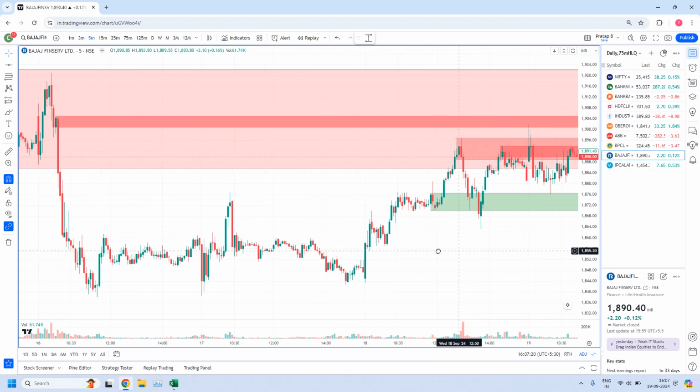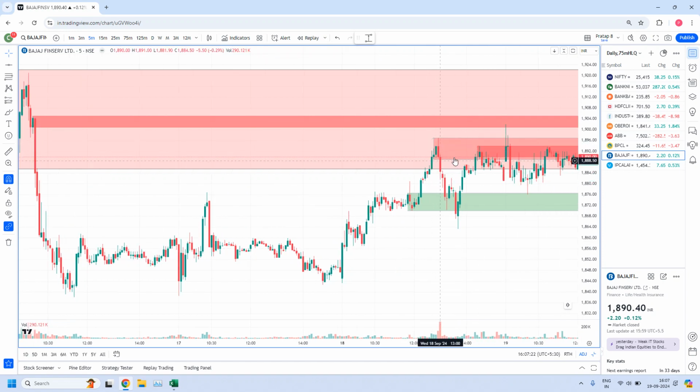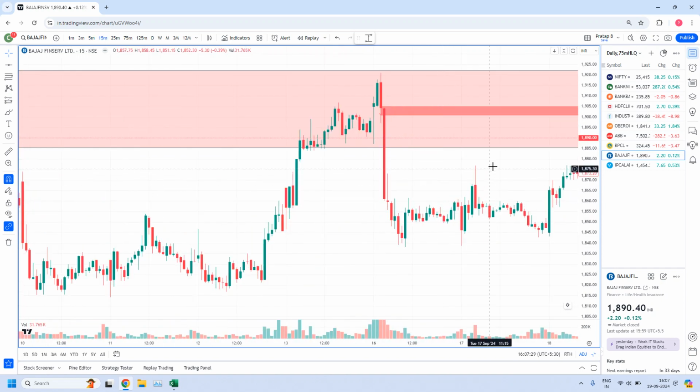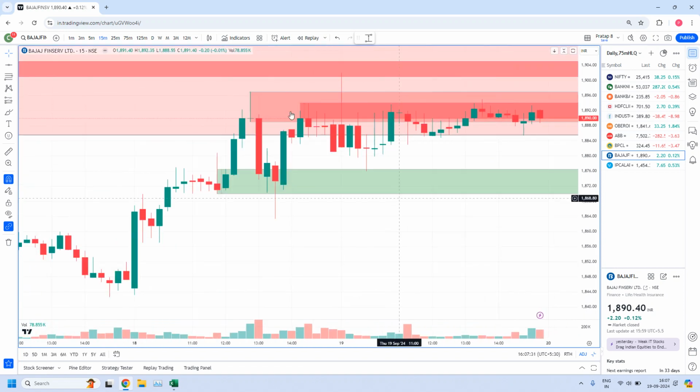But even before that, how I fine-tuned this 5 minute zone inside this 15 minute zone. Let me go to the 15 minutes time frame. Here you have a 15 minute zone. We have a rally, base, drop. And this base candle is a rejection from this 5 minute zone.